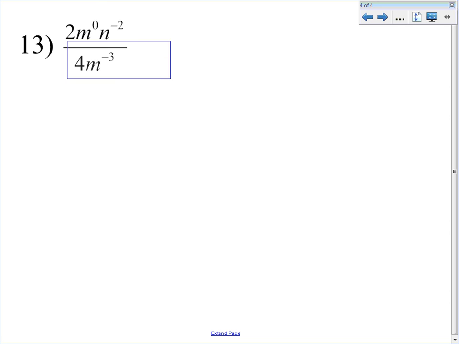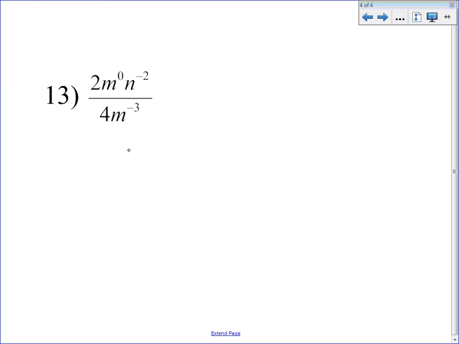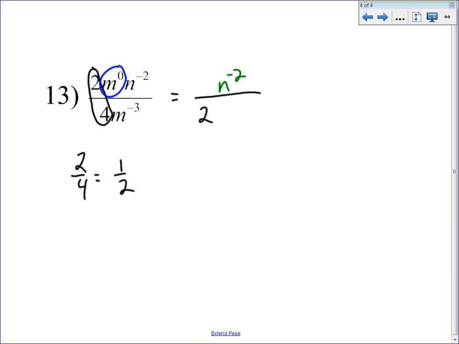Now this one is kind of interesting because we, again, have some with similar bases. If we look at just the fraction first, we're left with 2/4, and that, of course, simplifies down to 1/2. So whatever we get here, we're going to have a 2 on the bottom, and 1 times whatever's on top is just going to disappear. So the m to the 0 power, again, is 1. So we would have our 1 times n to the negative second. So n to the negative second is going to be the only thing on top because it was multiplied by 1. And m to the negative third is on the bottom.